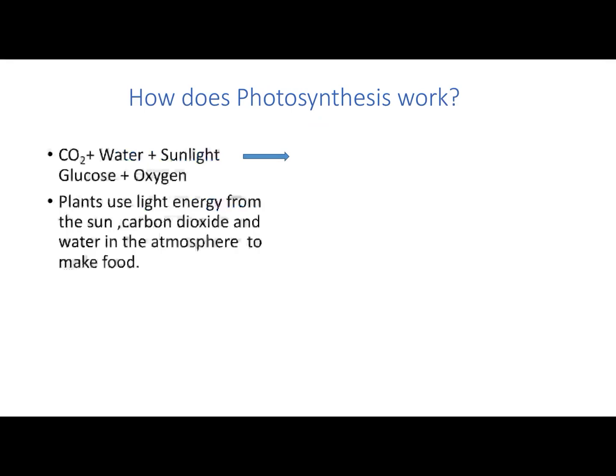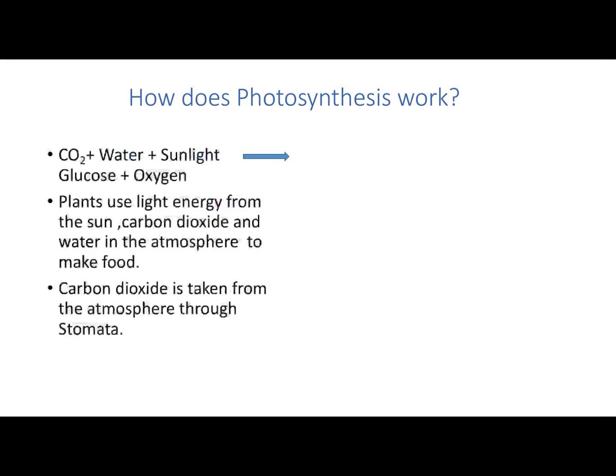Plants also require water for making food. They absorb water from roots. Then they require sunlight. The energy from light causes a chemical reaction that splits the molecule of carbon dioxide and water and reorganizes them to form sugar in the form of glucose and oxygen.